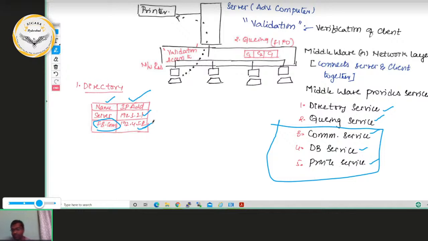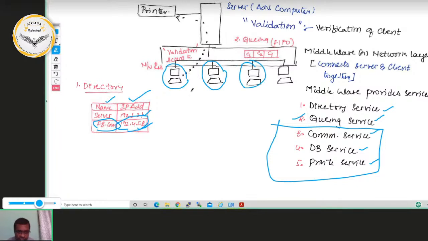Now, when I type www.fb.com on the internet browser and press enter, what will happen? It will go to the directory and take the domain name fb.com. It takes its corresponding IP address and connects the client to the server at that particular IP address. So this is called a directory service. Second is called a queuing service. So what do you mean by queuing service? Queuing service is nothing but, let us say you have multiple clients, like C1, C2, C3.